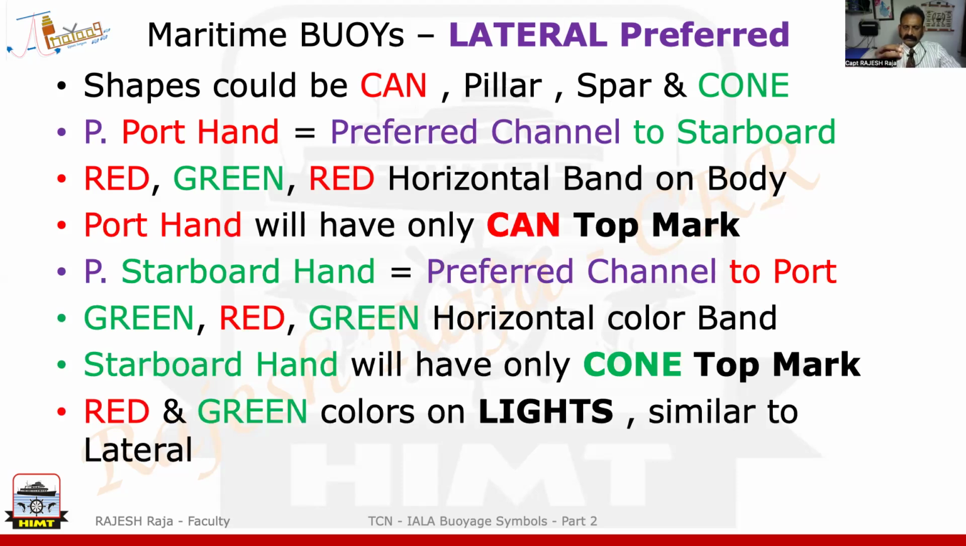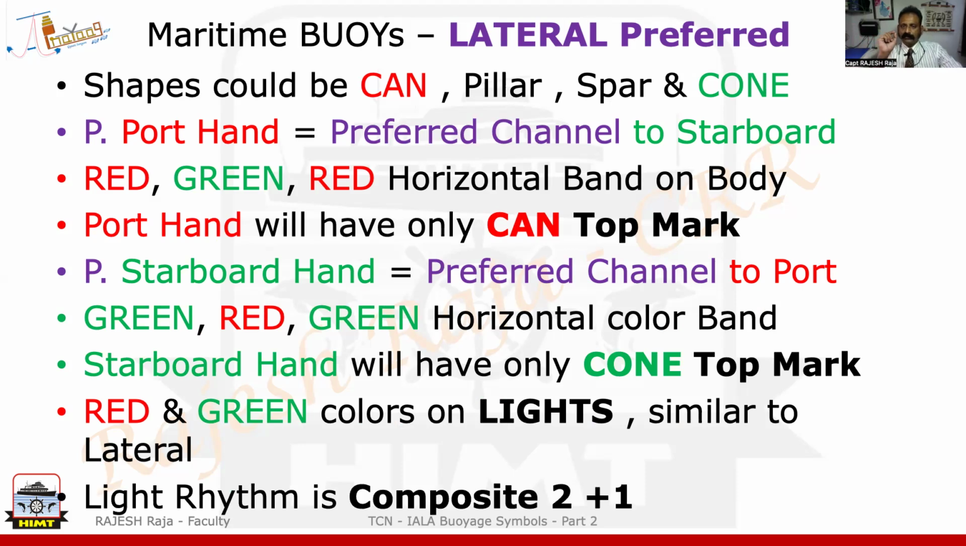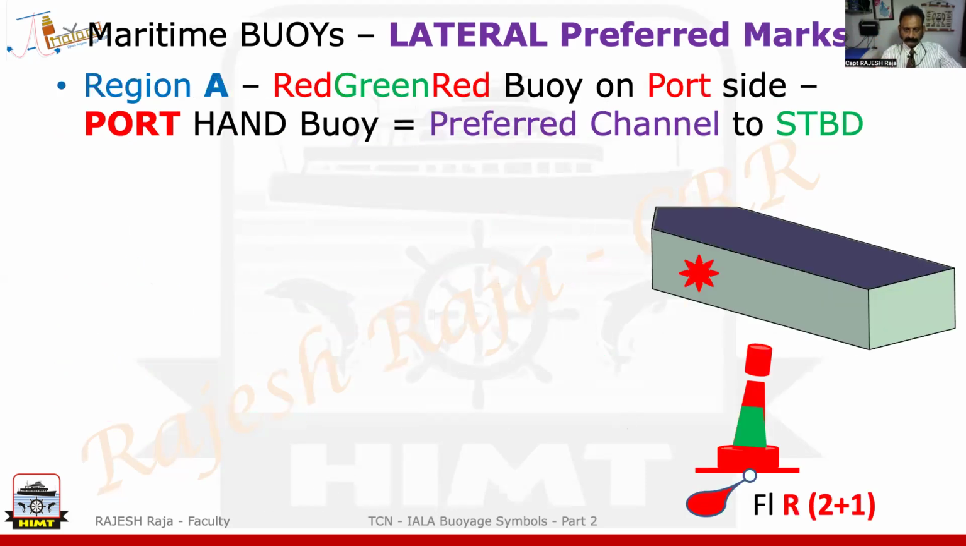Let's look at the lights. Red and green lights are still allotted for the preferred also, just like your lateral. But this time it has got a peculiar rhythm. The rhythm is a composite 2+1. So this is something important for you to remember when somebody asks you about preferred lateral buoys. The light is only one combination called composite 2+1.